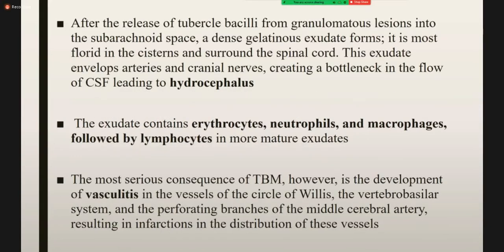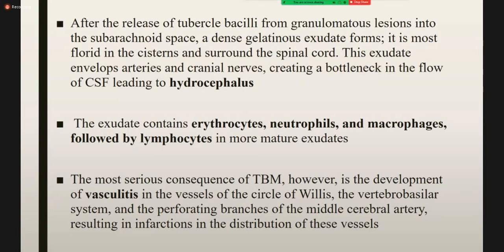So after the release of tubercle bacilli, what will happen? What happens after the release of tubercle bacilli from granulomatous regions into the subarachnoid space? There is a continuous process of inflammation. A dense gelatinous exudate forms, most florid in the cisterns and surrounding the spinal cord. This exudate envelops arteries and cranial nerves, creating a bottleneck in the flow of CSF. There is obstruction in the flow of CSF, leading to hydrocephalus.